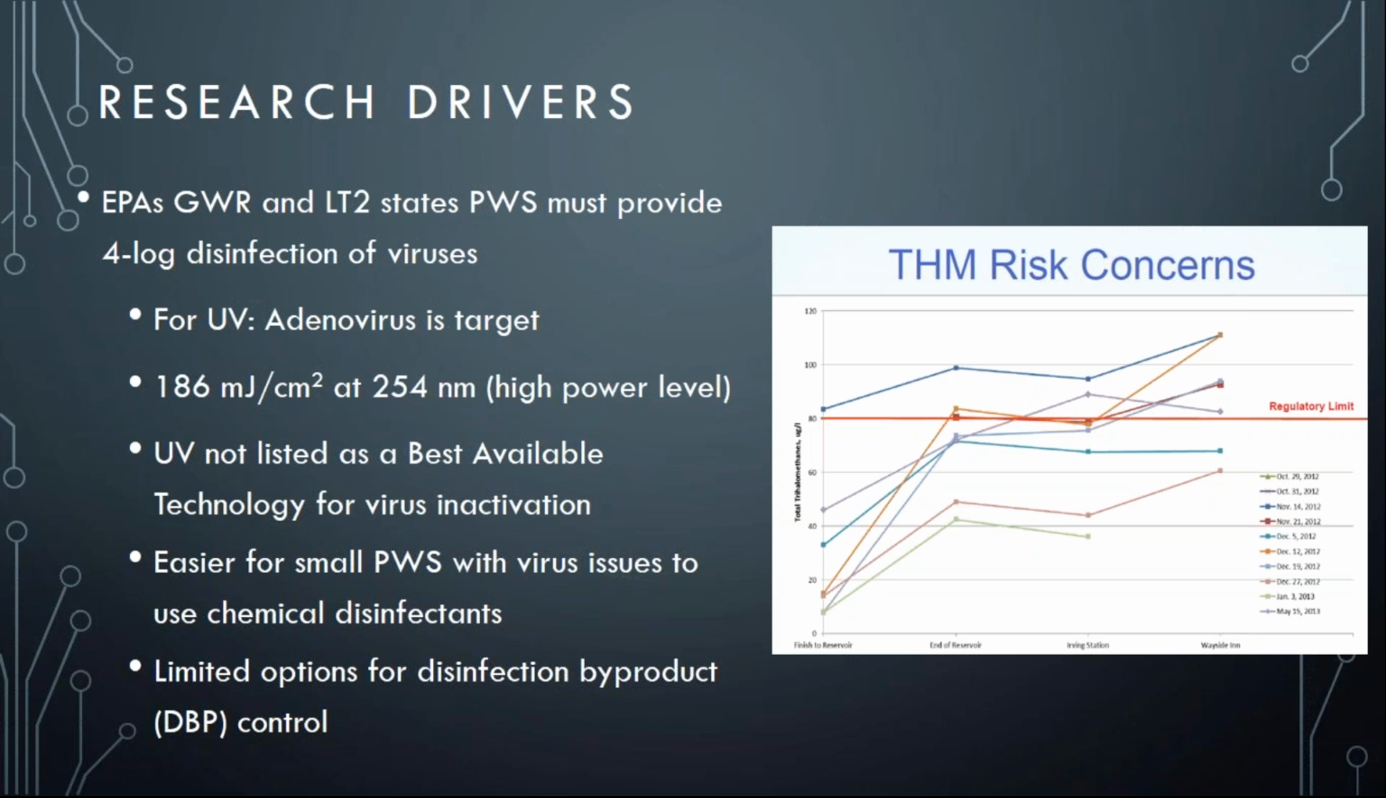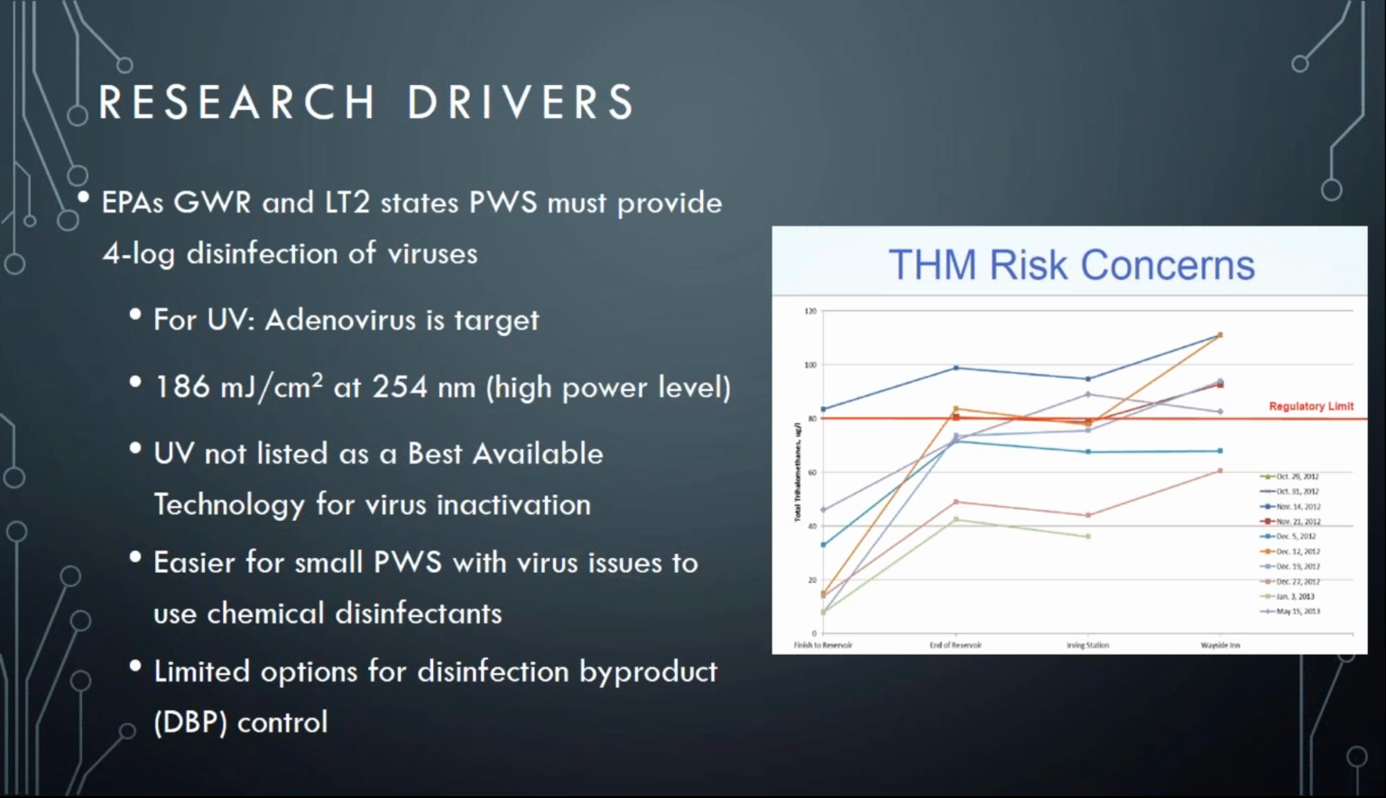And that's a really high power level. To put this into perspective, Giardia and crypto would take roughly 12 millijoules per centimeter squared to get a 3 log inactivation credit. So this kind of put UV in a bad position in this case. It's actually not listed as a best available technology for virus inactivation. So a lot of small public water systems that have virus issues or are susceptible to the groundwater rule or surface water rule, they resort to using only chemical disinfectants because UV just doesn't make sense. It's not energy efficient in this case. So that's what'll tend to happen.